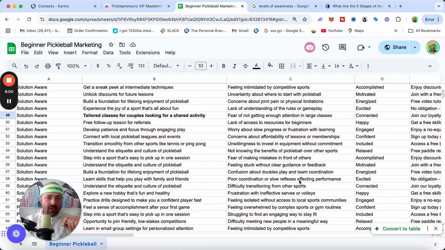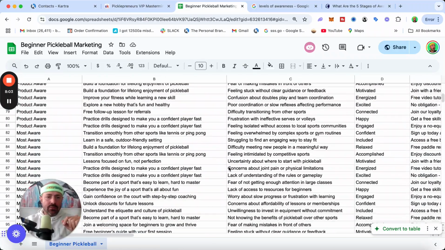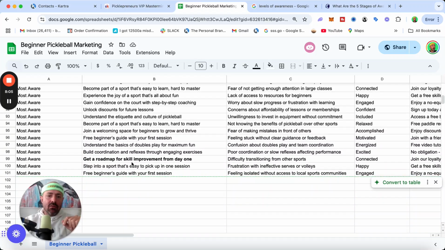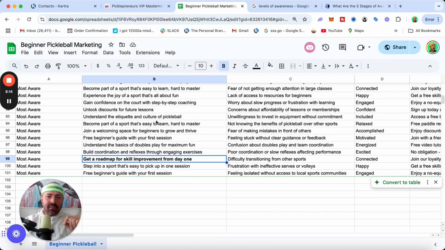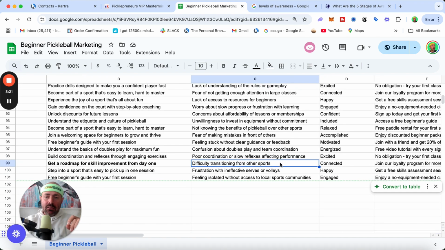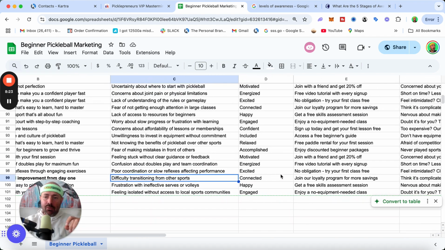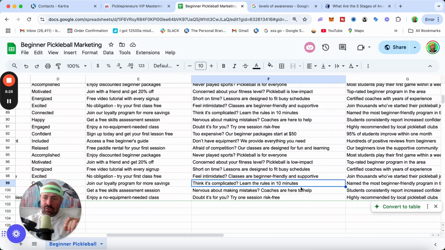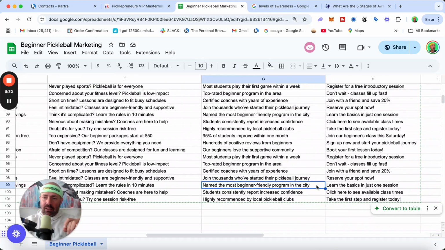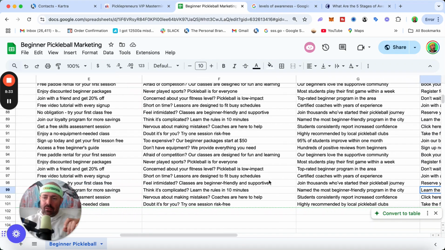Now let's move down to most aware. Remember from the five stages, they know of your product and service and what it does, but haven't gotten around to purchasing it yet. So in this stage: get a roadmap for skill improvement from day one. Difficulty transitioning from other sports. They want to feel connected. Loyalty program. Think it's complicated? Learn the rules in 10 minutes. And then we can see similar calls to action.